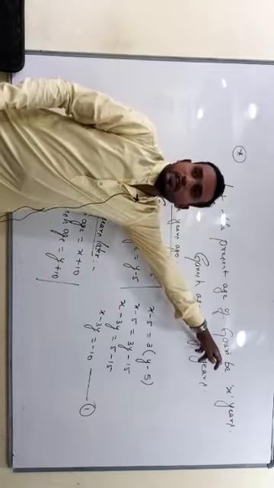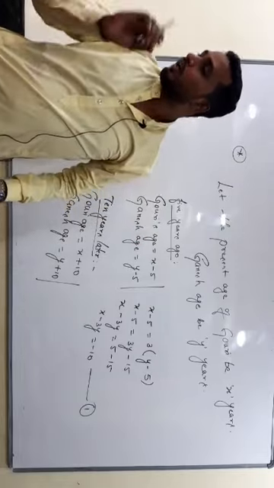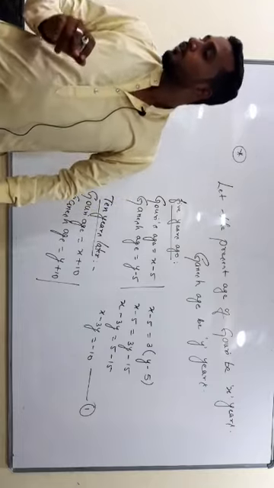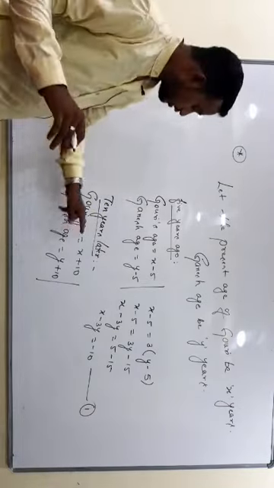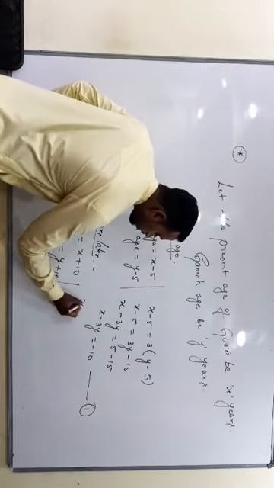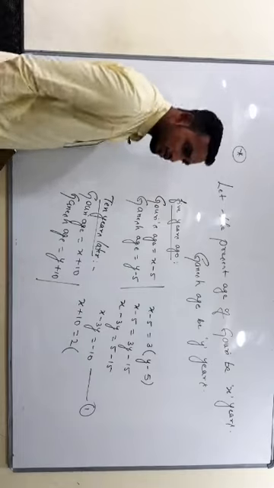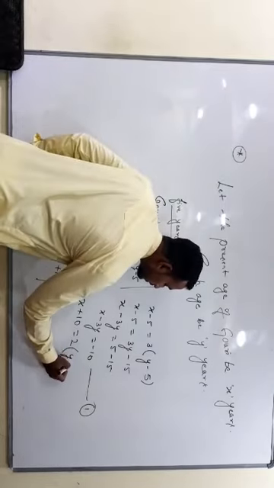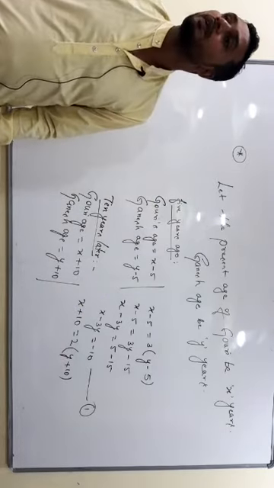I am calculating with respect to present age. Now what is the case? They have said after 10 years, Gauri will be how much? Twice as old as Ganesh. Gauri is x plus 10, will be twice, means 2 times the age of Ganesh. That is y plus 10. That's nothing but y plus 10.